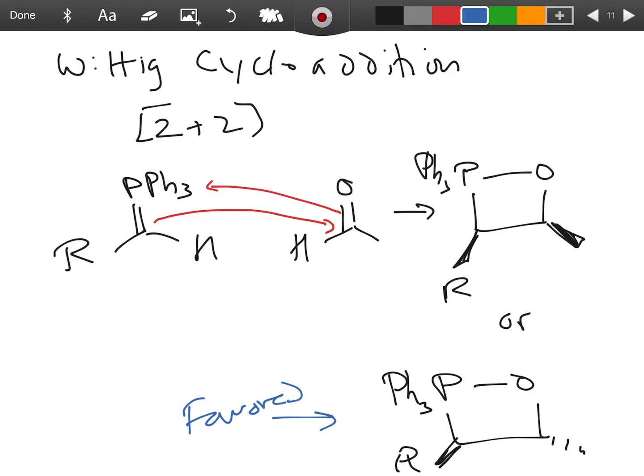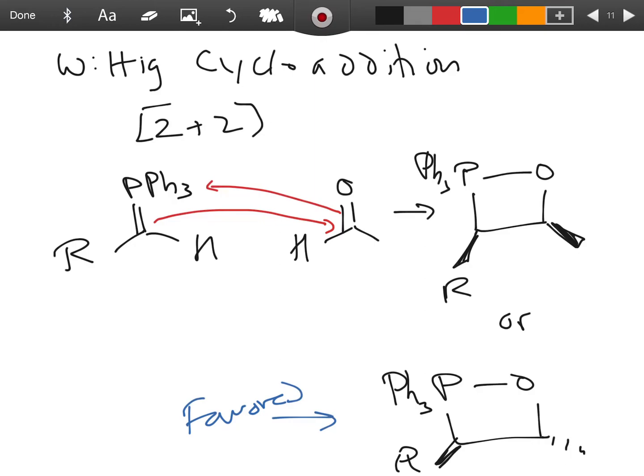So there's another mechanism that's, of course, the more complicated one. Nothing's ever easy for you guys. It is called the puckered pathway, the puckered cycloaddition. So I'll show you it, and then I'll try to draw it.